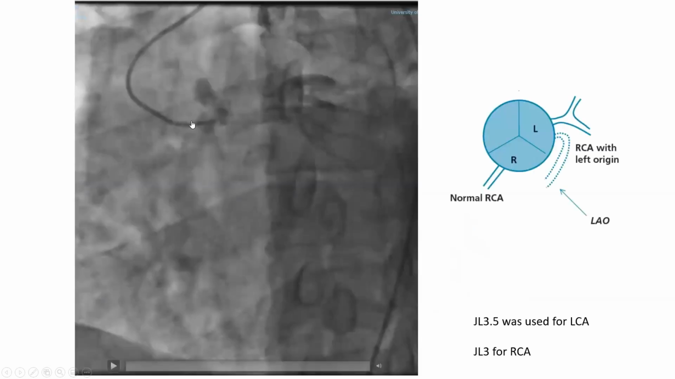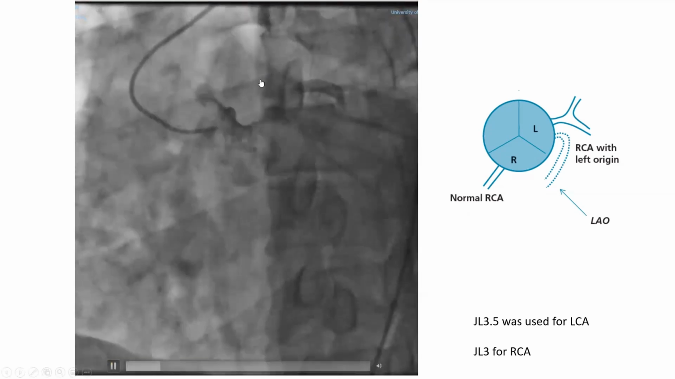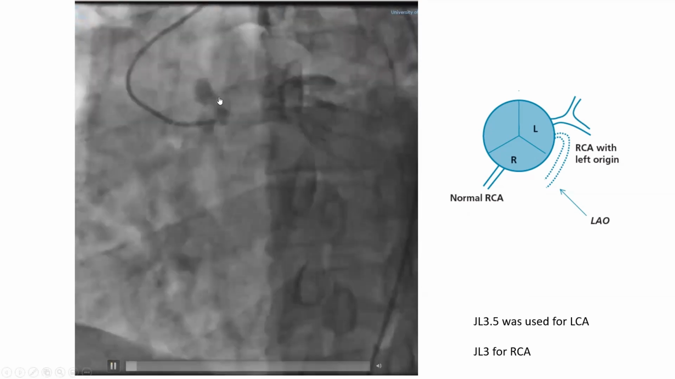So we went back and used the same catheter we had used to engage the left coronary. We had engaged the left coronary with a JL 3.5. We did not see a right coronary coming from it, but we brought back that catheter and tried a non-selective left cusp injection close to the left main. And indeed, we see here it is.